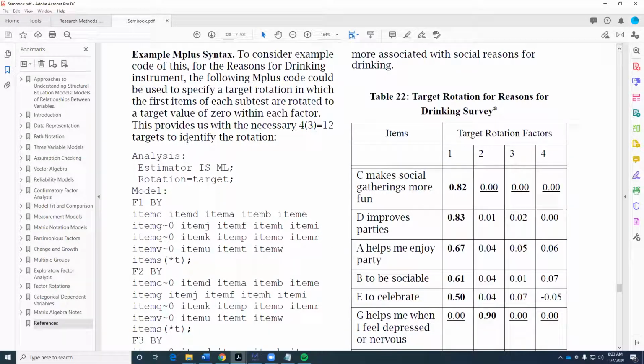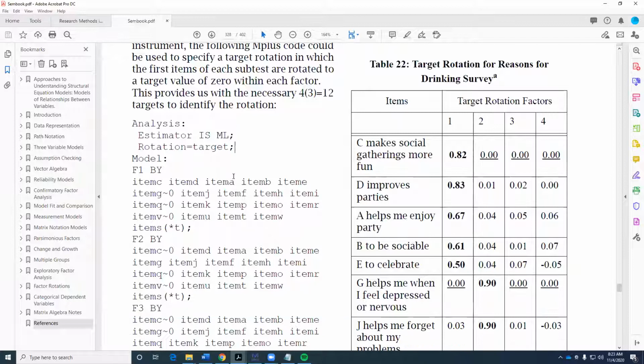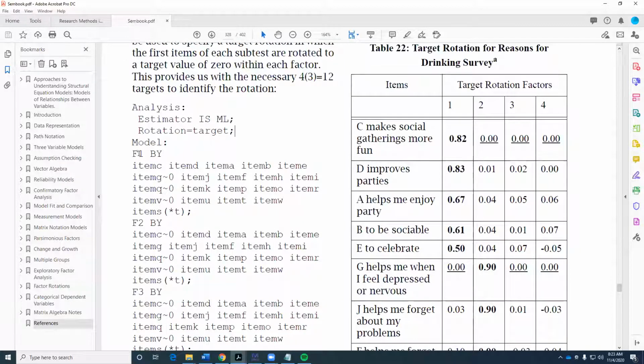And the reason that I go into M+ is this syntax is different than the syntax that you're going to see on other programs. And it's also different than the syntax that you would need to do a straight exploratory factor analysis in M+. So, after putting in the data set and then the title and so forth, your analysis section would say rotation equals target. And after that, you'll list the factors that you have.